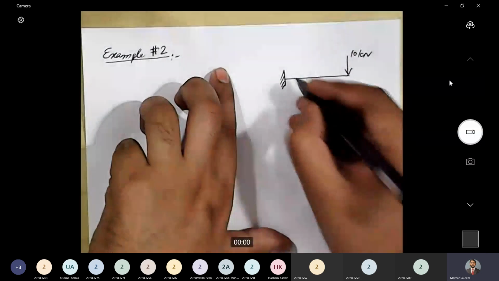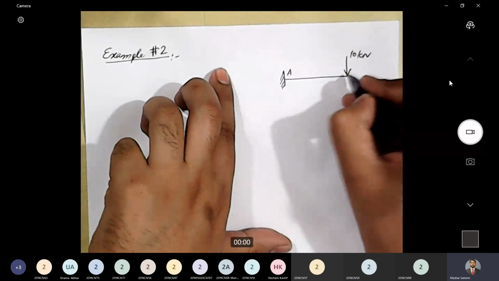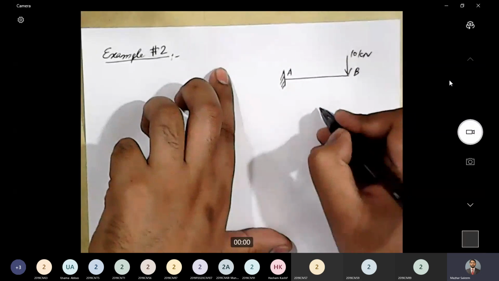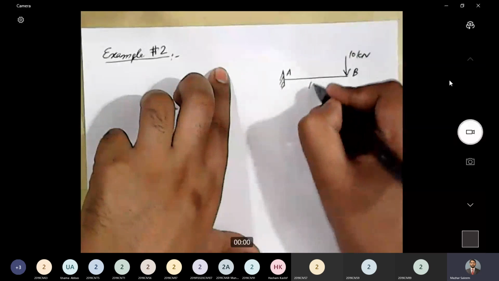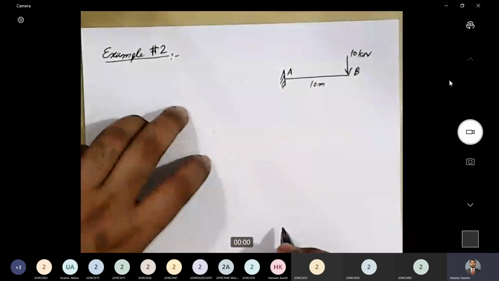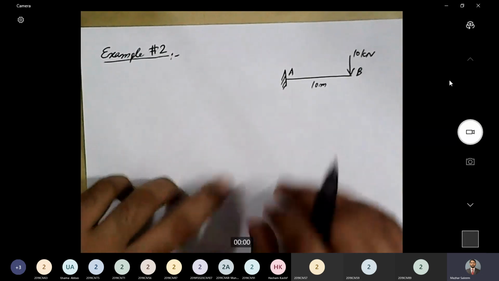magnitude 10 kilonewton, and we will label this point as point A, and this point is point B. Span of the beam is 10 meters. So let's see how we can draw the shear force diagram, bending moment diagram, and elastic curve.